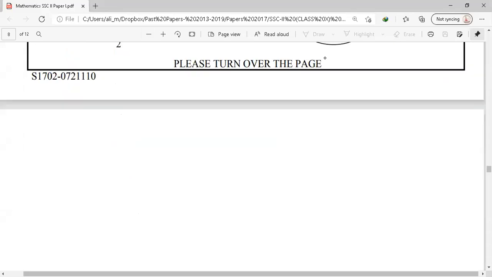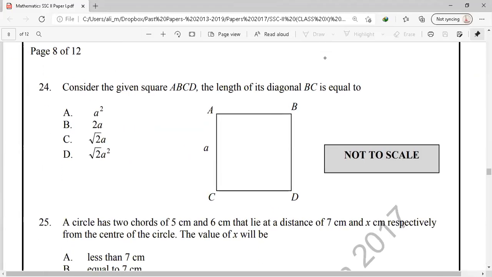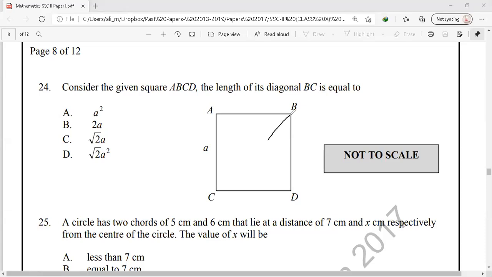Let's see question number 24. In this question, consider the given square ABCD and the length of the diagonal we have to calculate. So again, we will apply the Pythagoras theorem. We know that the sides of the square are equal, so these two sides are equal to a. We have to find the value of this diagonal. So let's apply the Pythagoras theorem, because in a square all the angles are equal to 90 degrees.